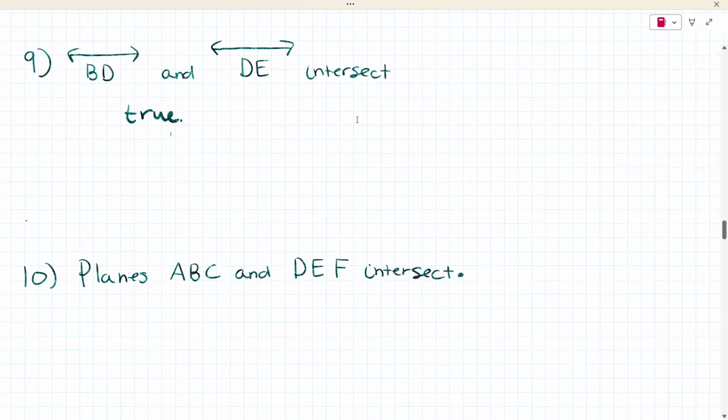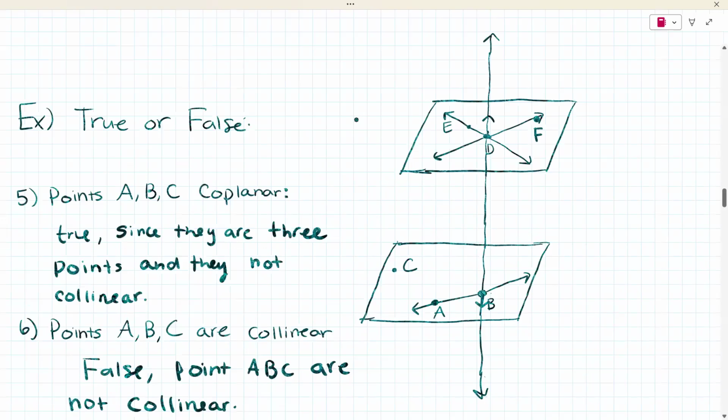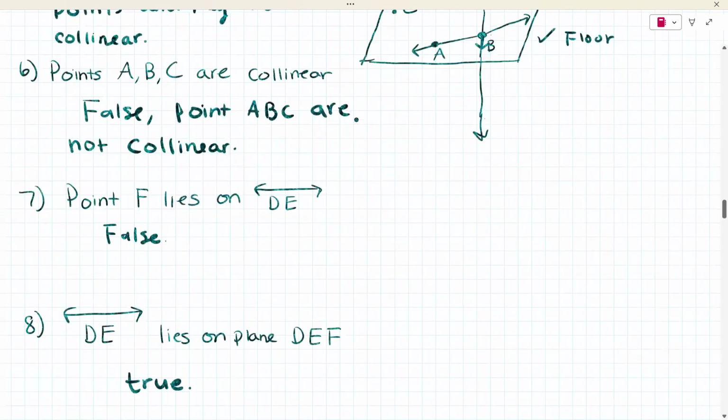Number 10, planes ABC and DEF intersect. Planes ABC, so this plane right here, does that intersect with planes DEF? I'm going to say false. Why? Because you could think of this piece of paper as your ceiling, and then this could be like your floor. They're never going to touch, right? They don't intersect. So I'm going to say false.